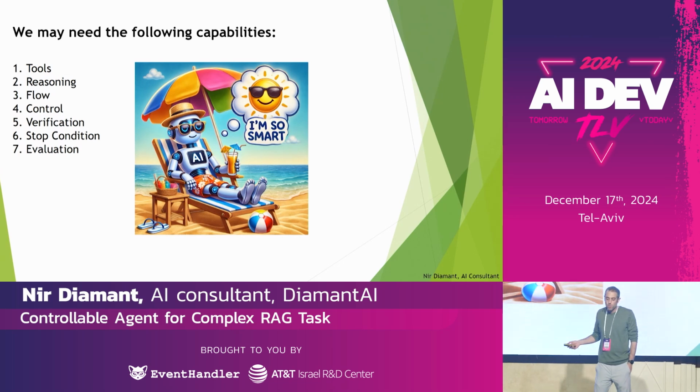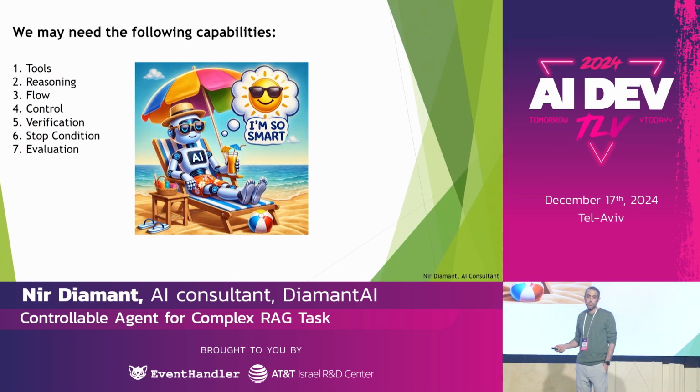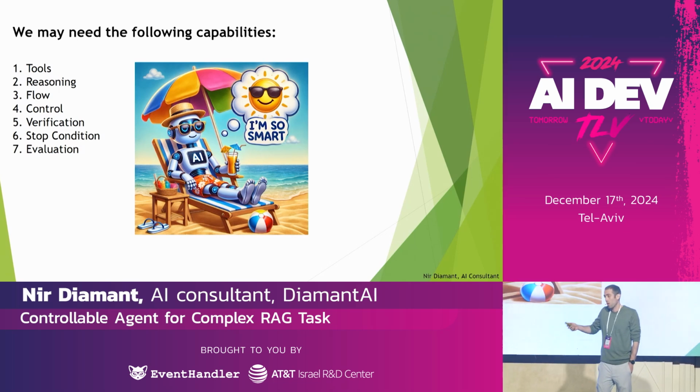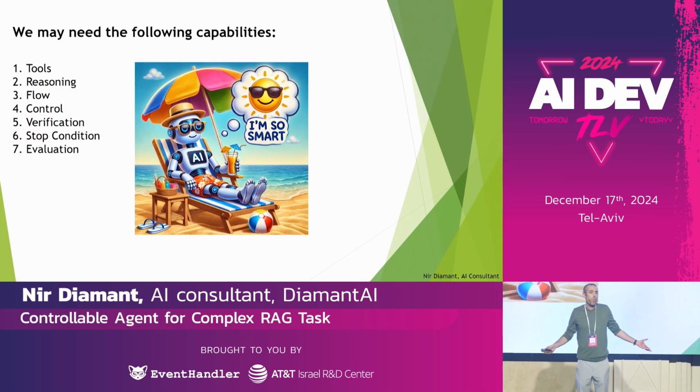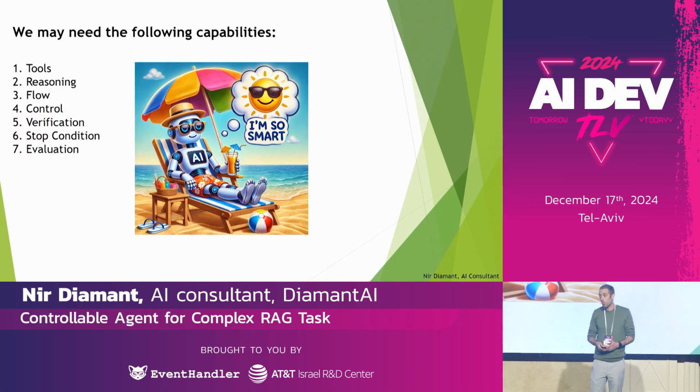So, in our agent, we may need the following capabilities. First, we need tools. Then, we need reasoning. We need a flow of how the agent is going to operate. We need to control this, and we want to verify that what's happening there is actually what we want to happen. We need to know when to stop, and we need to evaluate that all we've done is actually what we want to be doing.